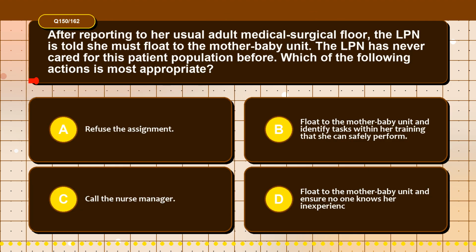Question 150. After reporting to her usual adult medical surgical floor, the LPN is told she must float to the mother-baby unit. The LPN has never cared for this patient population before. Which of the following actions is most appropriate? Here are the options. Option A. Refuse the assignment. Option B. Float to the mother-baby unit and identify tasks within her training that she can safely perform. Option C. Call the nurse manager. Option D. Float to the mother-baby unit and ensure no one knows her inexperience.